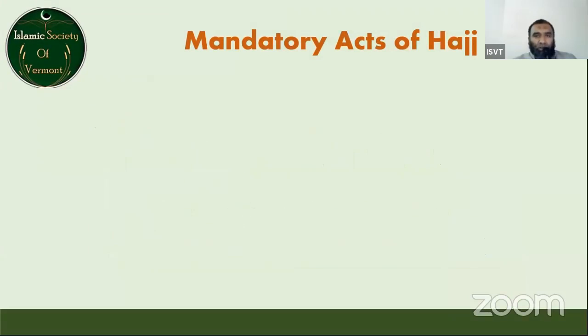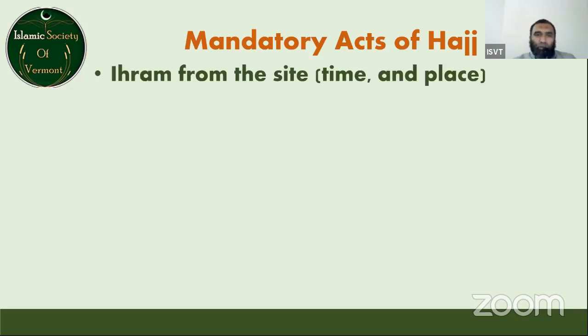What are the mandatory acts of Hajj? Before, there were the pillars. Now there are the mandatory acts of Hajj. The first is Ihram from the proper site, time and place. We have mentioned that there is a time frame in which you have to assume the Ihram, and also there are physical sites that you cannot pass without assuming the Ihram. So entering the state of Ihram is one of the pillars of Hajj. Entering the state of Ihram from the proper place and at the proper time is one of the mandatory acts of Hajj. I hope you can notice the difference.